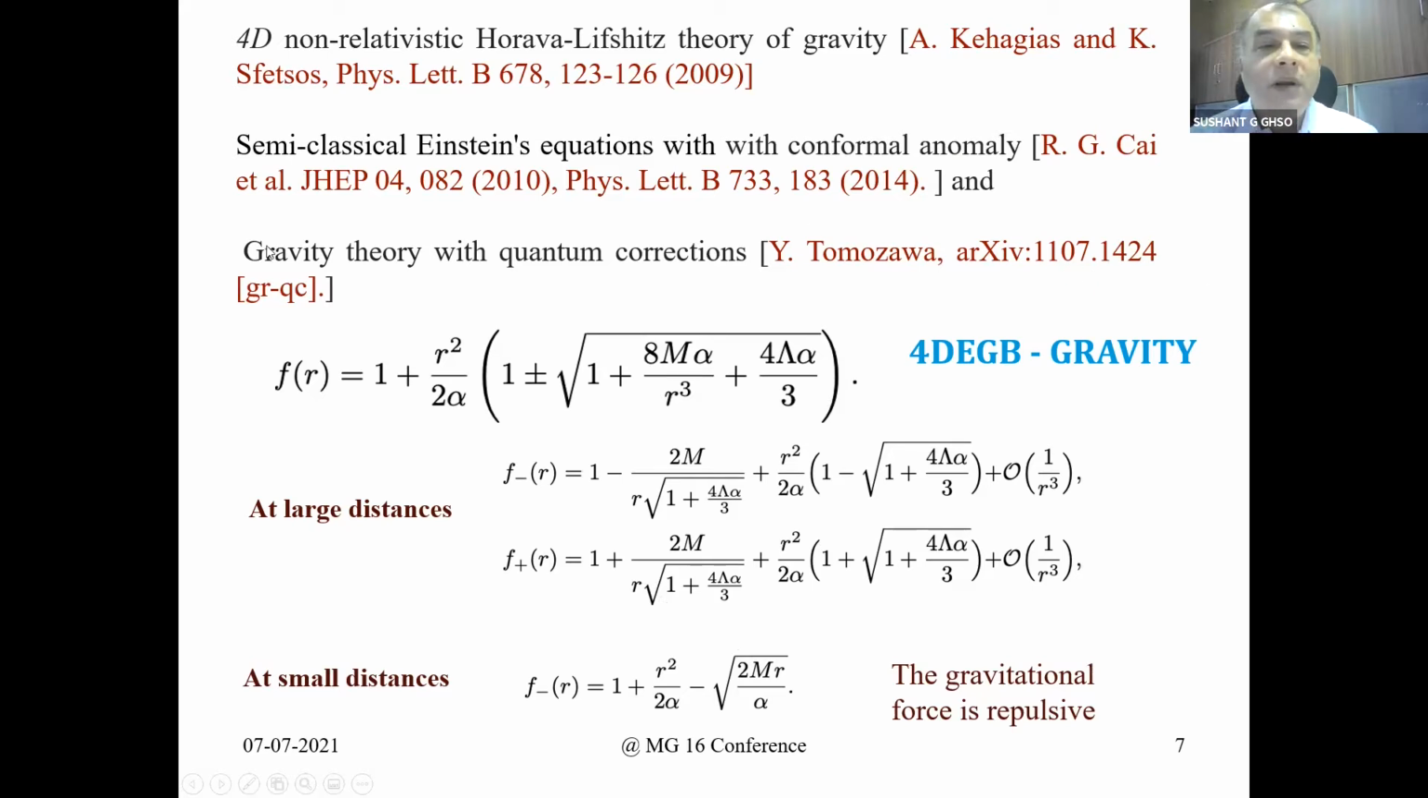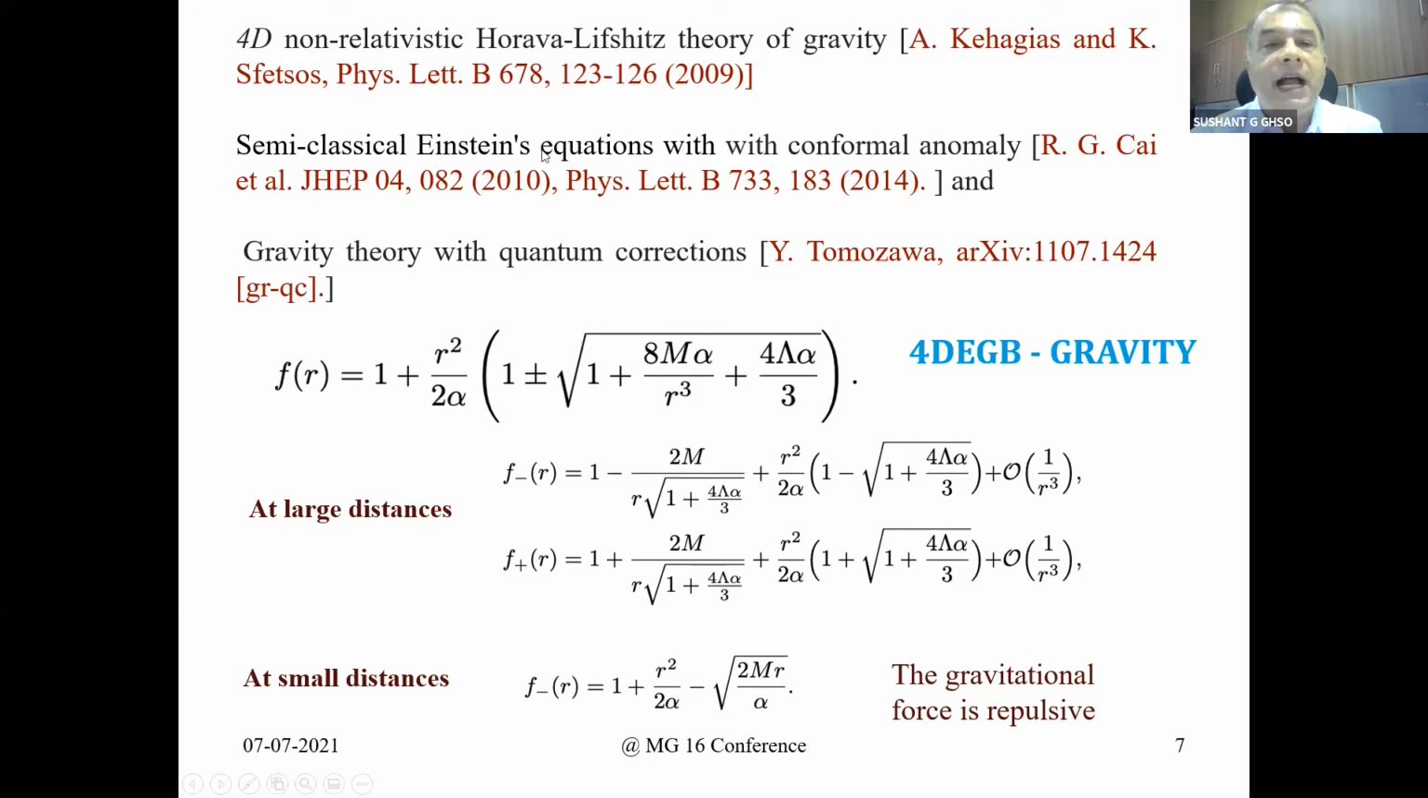So they have gravity with quantum correction, which gives exactly this solution, and they also showed that at short distance it is gravitationally repulsive. The gravitational force is repulsive. But importantly, it is also a solution of four-dimensional non-relativistic Horava-Lifshitz gravity, which was shown by these people.